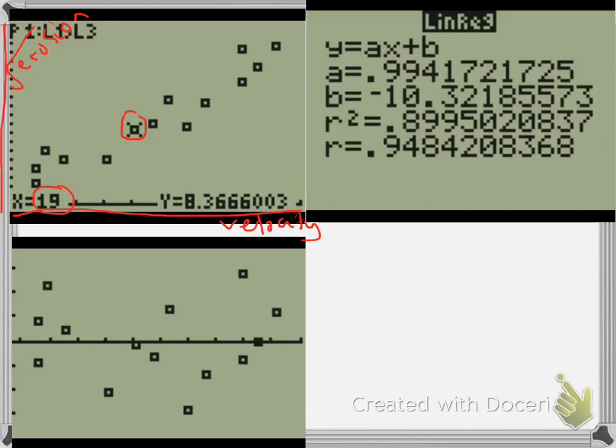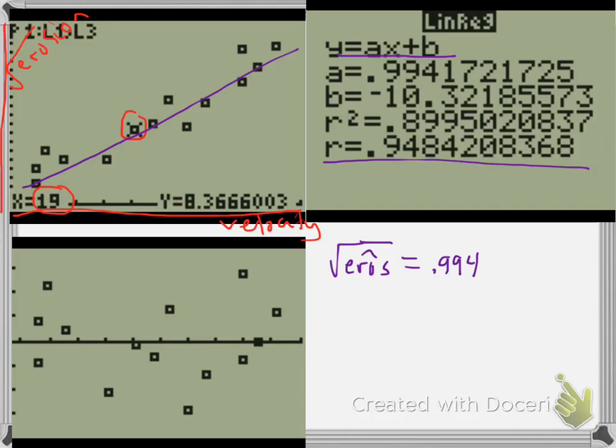So that's what we're looking at there. And when I draw it, a line seems to fit the data. We get a little bit better R value, although that's not always a guarantee. And so if we look at our model, what we're saying is the square root of the predicted erosion is the slope 0.994 times velocity minus 10.32. Okay, so that's what we're getting there.